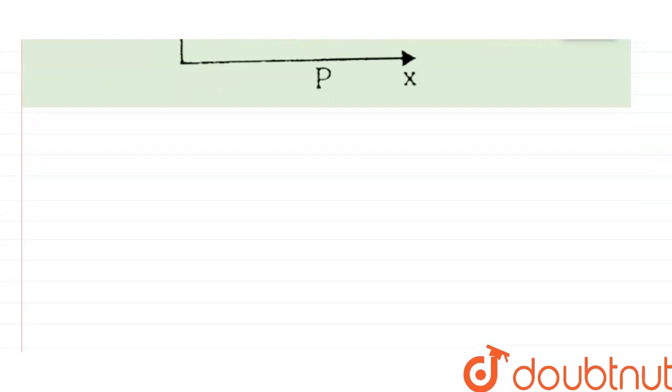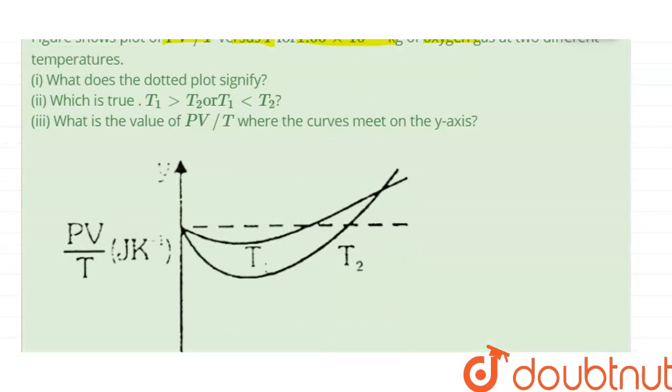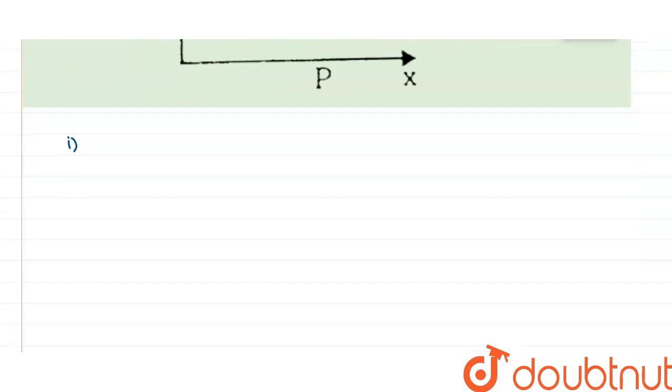In the first part they are asking about the dotted curve. As you can see, this dotted curve shows that the value of PV upon T is constant, and PV upon T is constant for ideal gas behavior. That means this dotted graph signifies the ideal behavior of the gas, or I can say that this represents the ideal gas.